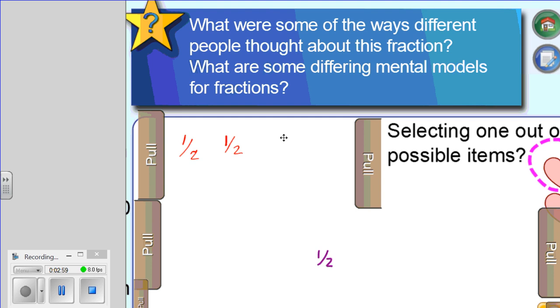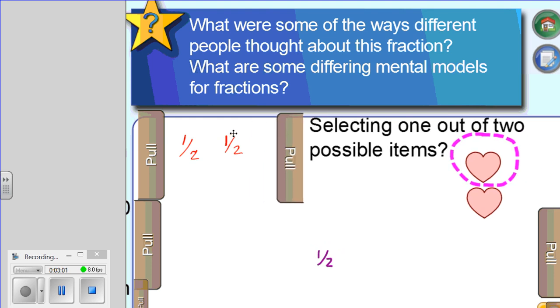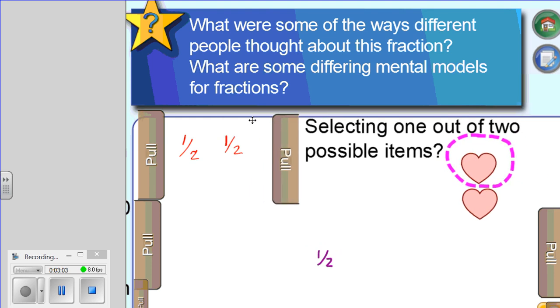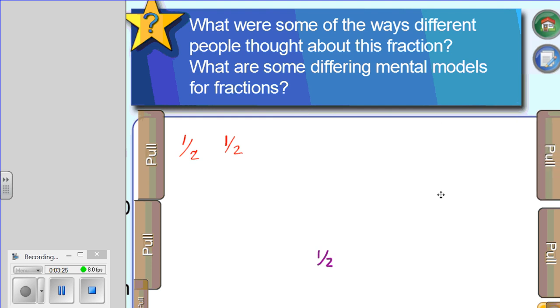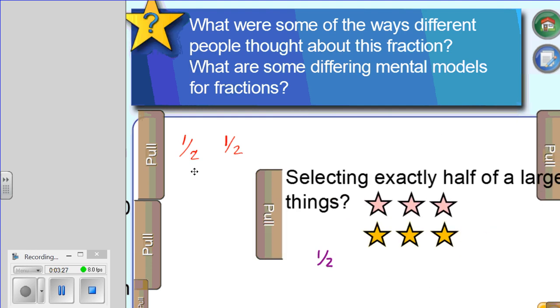Okay, another mental model would be selecting one out of two possible items. So if you have two hearts and you take one, you are taking one out of two. So that's kind of more of a probability context, right? So when we're talking about probability in the spring and March, the probability of 1/2 is there's one chance in two that that heart got selected, or there is one favorable outcome out of the two. So that would be another way of thinking about the fraction 1/2, the rational number 1/2.